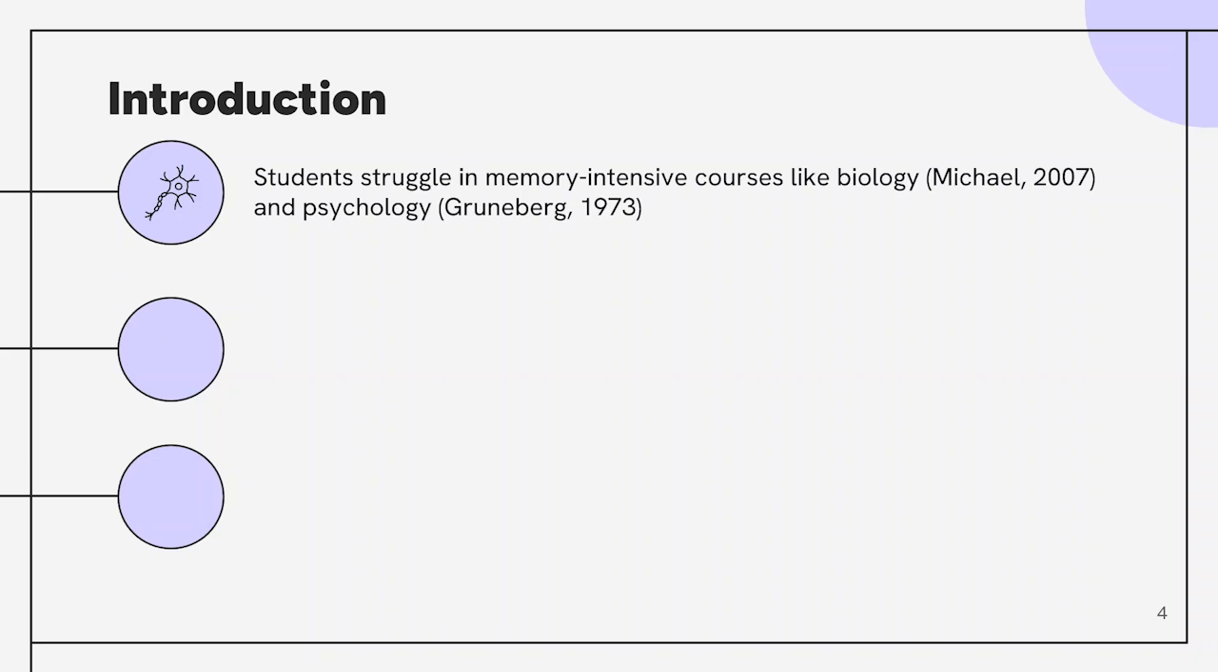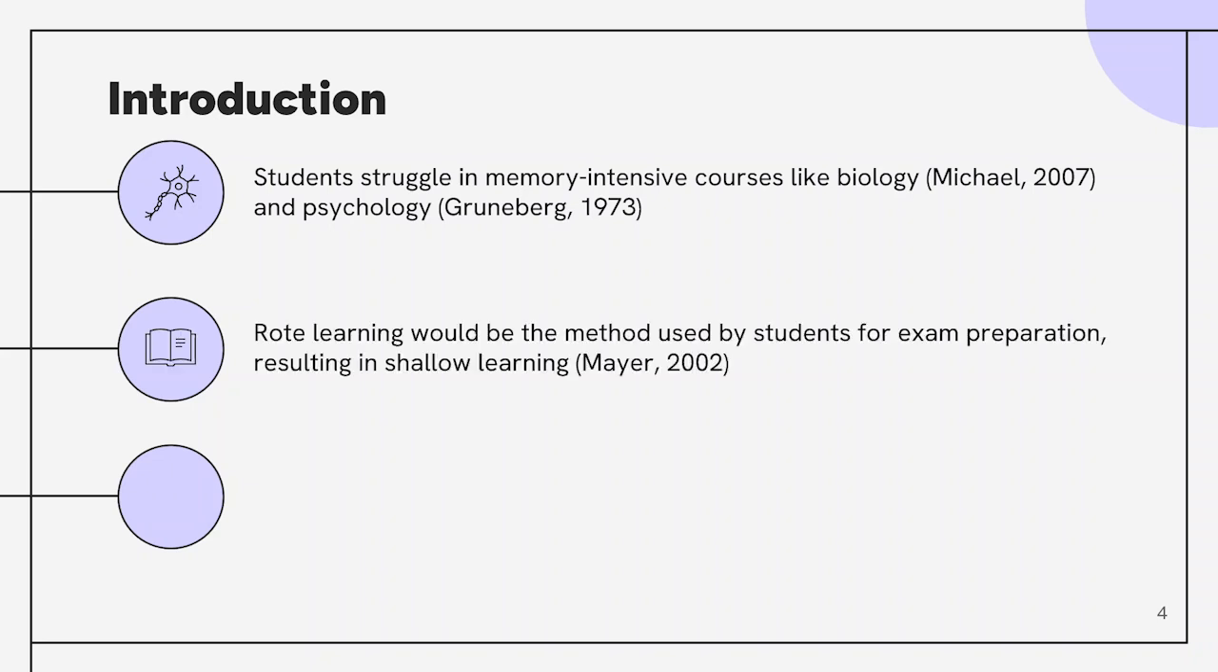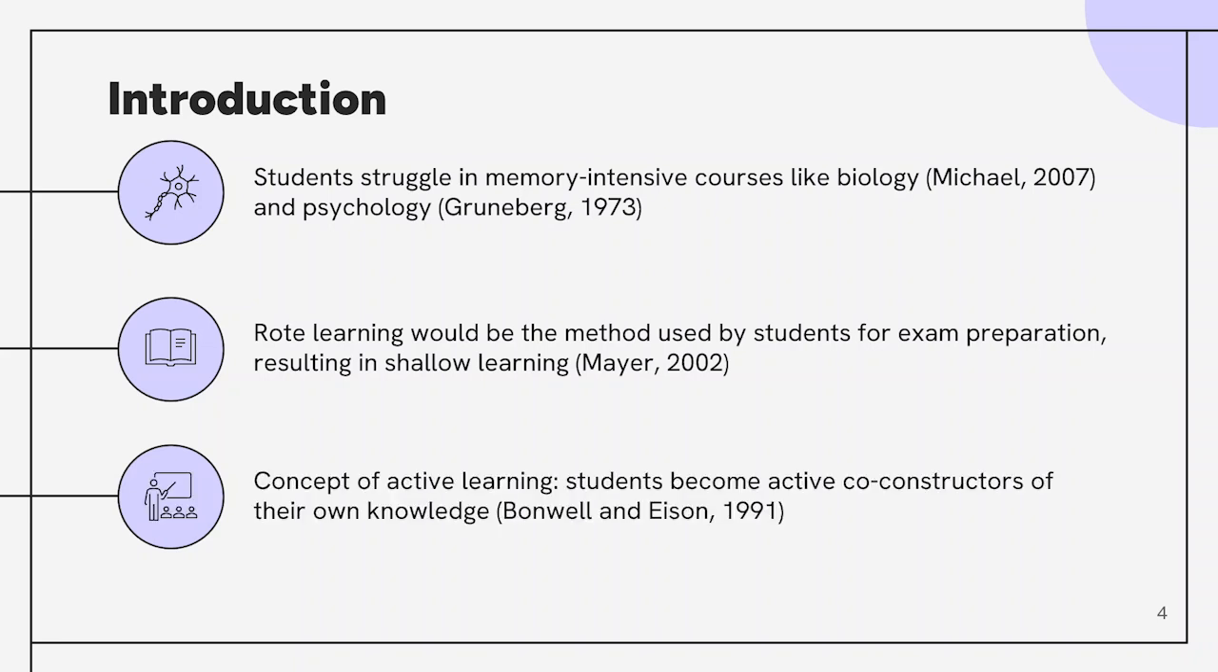In pedagogical settings, courses like biology and psychology are memory intensive, based on the large number of concepts that must be memorized correctly. Due to the difficulty of such courses, students tend to struggle while learning and resort to rote learning to prepare for exams, which prevents them from learning topics in depth. Bonwell and Eison introduced active learning, a way for students to actively participate in their own learning.